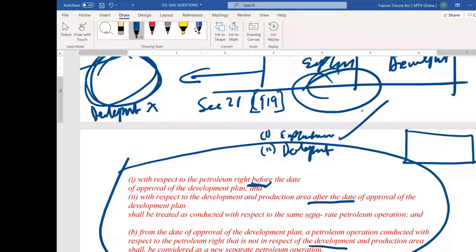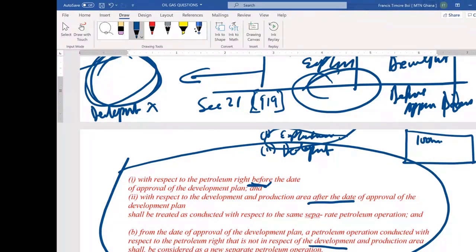So this one is before the approval plan. So all the exploration work that you did, you incur some cost, let's say it's 100 million. Then you come and incur development cost because now your plan has been approved. You want to build 3 wells, you want to build 3 rigs, FPSO will be done, and so on. That one too is the development cost, 300 million.